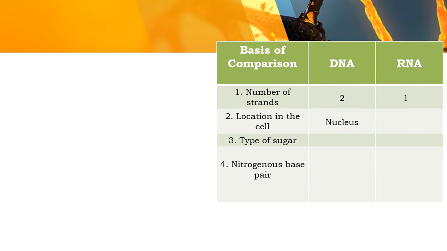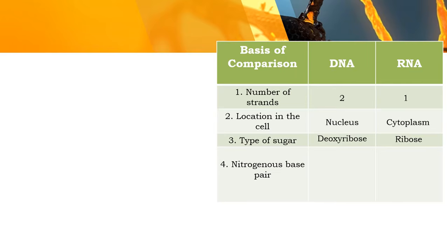DNA is located inside the nucleus, while RNA is in the cytoplasm. That's right. Number 3, type of sugar. For DNA, we have deoxyribose, ribose for RNA. That's nice.